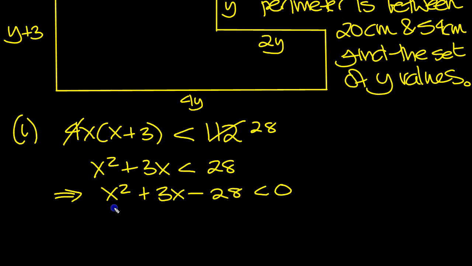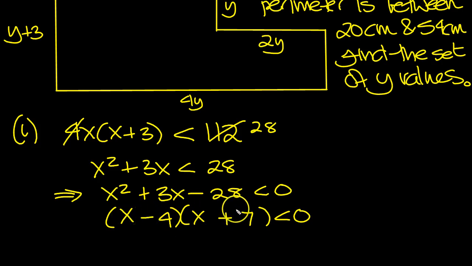So 7 fours then? It looks like 7 fours are 28 and the difference is 3, isn't it? So let's try that. x plus 7 and x minus 4 is less than 0. So here, this is plus, so this needs to be plus, and a minus. So we get x squared plus 7 minus 4 will give us the plus 3x. Minus times plus is a minus. 4 sevens are 28, so that's fine.